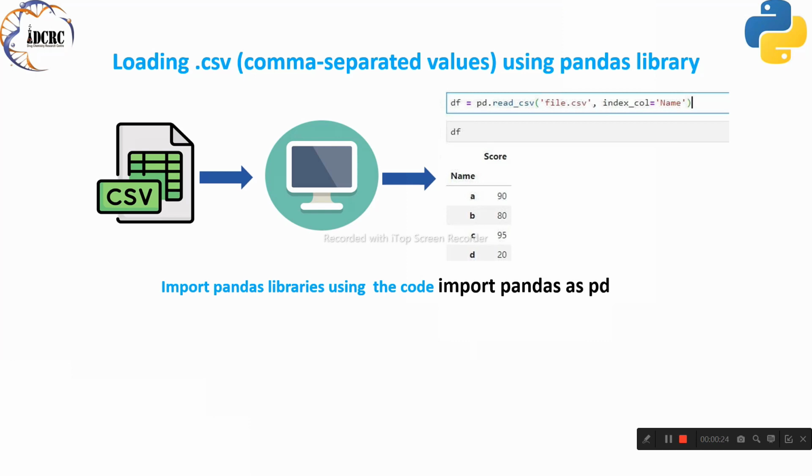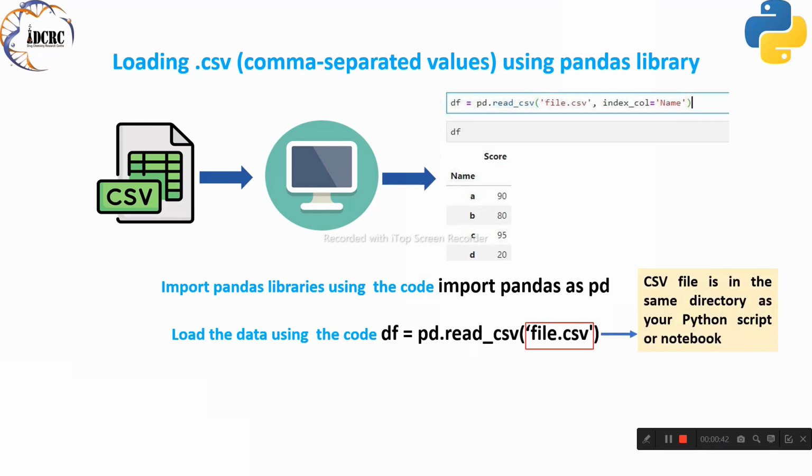Step 2. Loading the CSV file. Next, we'll use the read_csv function from pandas to load the CSV file into a data frame. Here's how you can do it: df = pd.read_csv('file.csv').